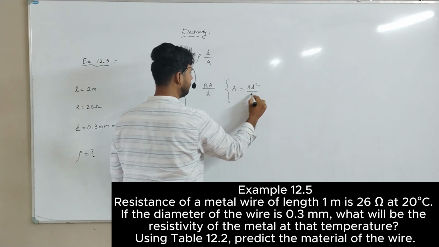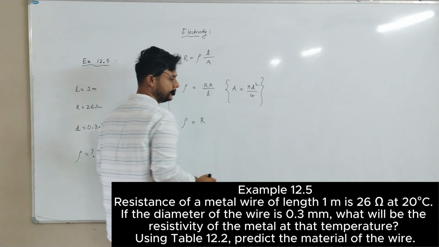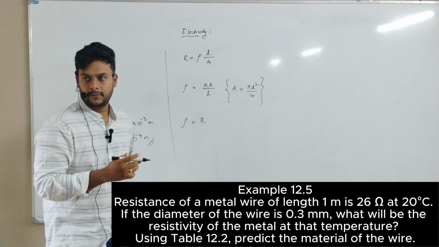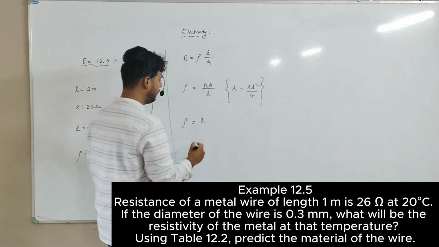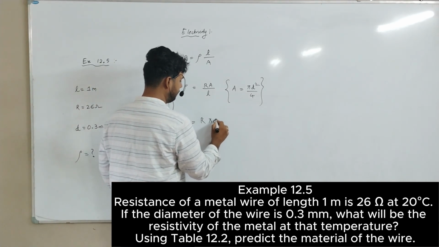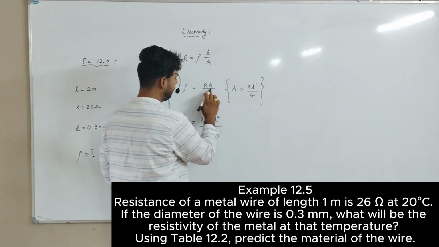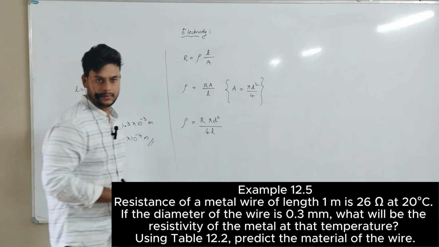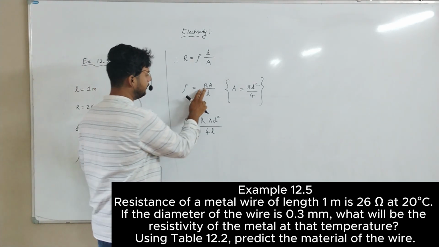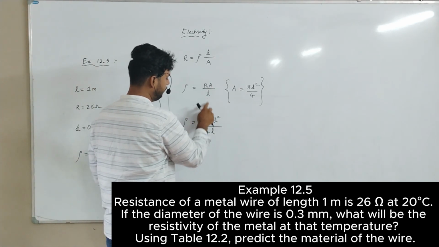Remember this? I should have told this. Cross section area. Whenever they give me diameter, I should use pi d square by 4. R into pi d square. A means pi d square by 4, so the 4 will come here. Perfect. Rho is R pi d square by 4 into L.